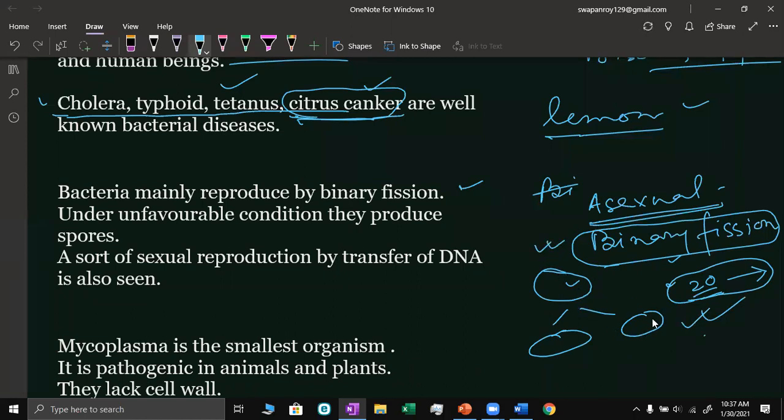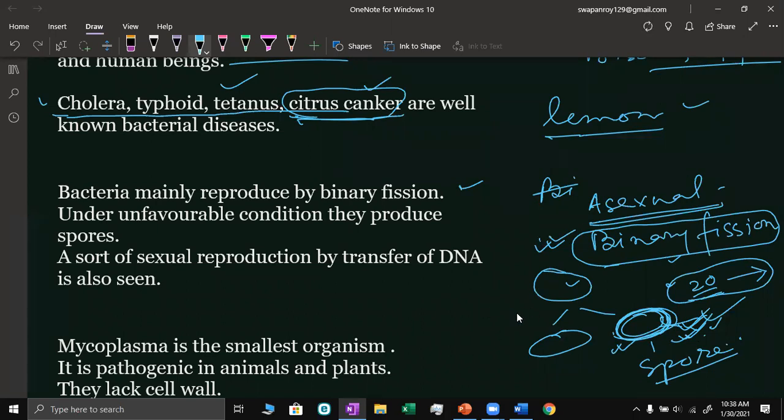And during unfavorable conditions, they can produce a very tough protective layer around the cell of the bacteria, and this is called spore formation. Spore formation is just to overcome the unfavorable condition of the habitat, and whenever the favorable condition comes, the bacteria will come out from this coating. So again it survives. This is actually not reproduction, we can say. It is protection from the unfavorable condition.